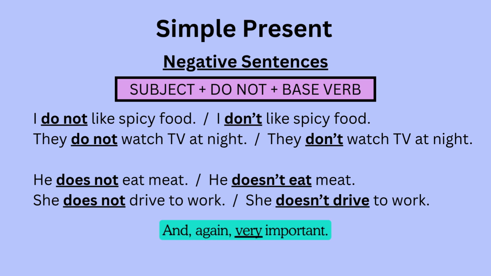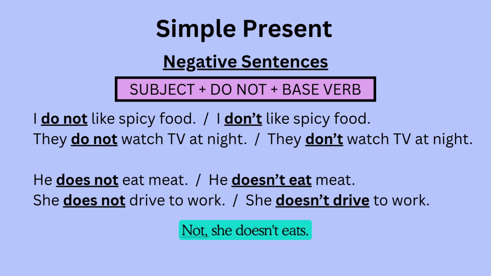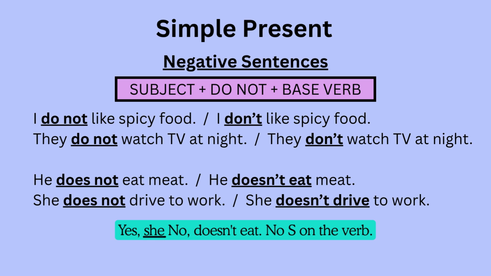And again, very important, after doesn't, the verb stays in its base form. Not, she doesn't eats. Yes, she doesn't eat. No S on the verb.